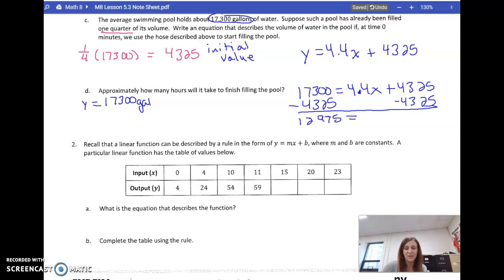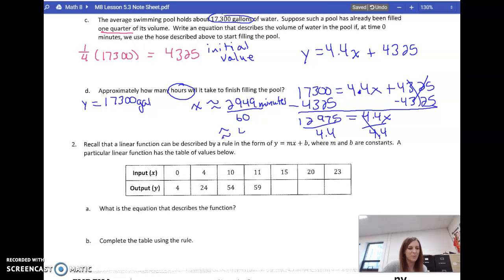12,975 equals 4.4x. That cancels. Divide both sides by 4.4. And I'm going to get that my x here is approximately 2,949 minutes. But it wanted to know the hours, so I'm going to divide by 60. And when I do that, the number of hours is approximately 49 hours. Sorry, that's all squeezed in there, and that's 49.